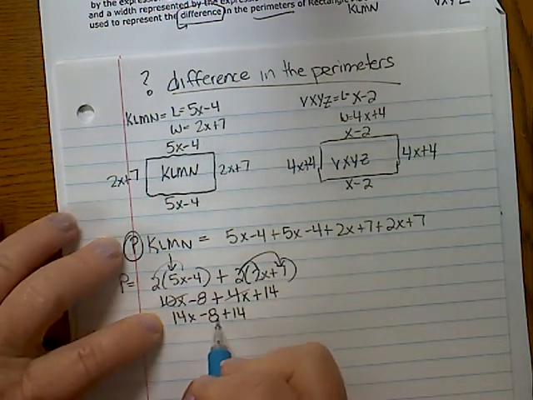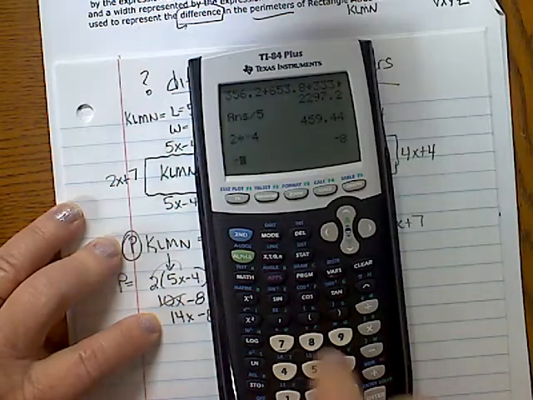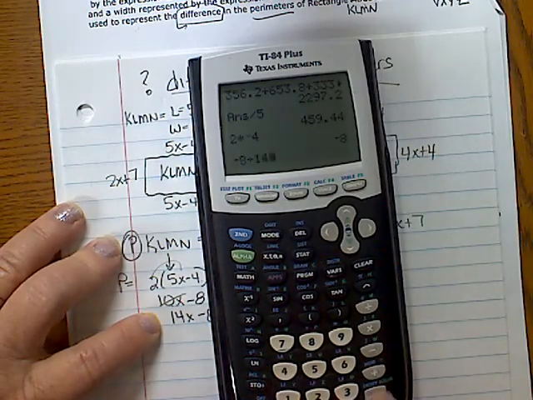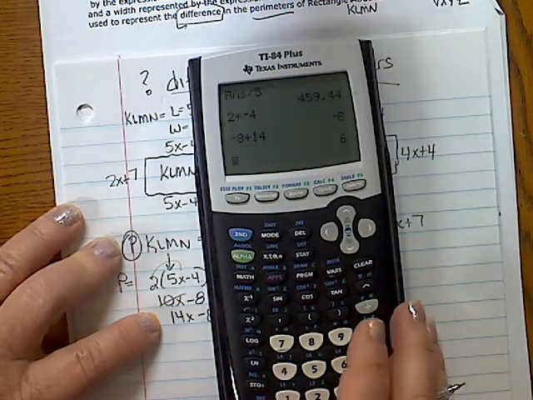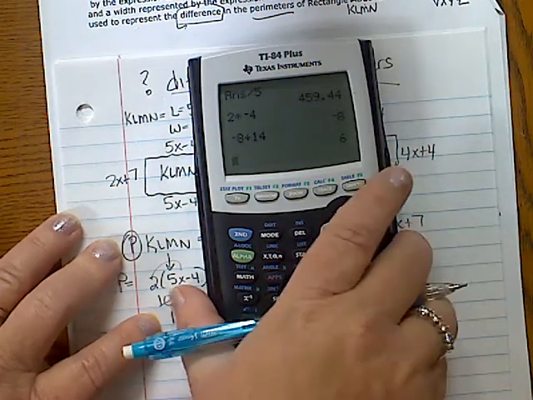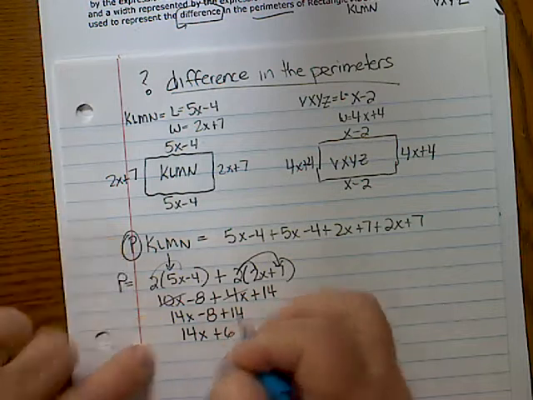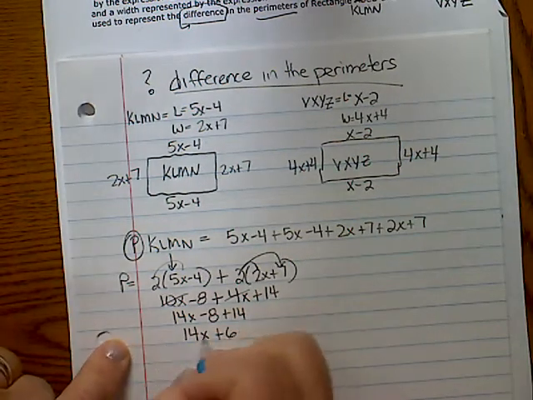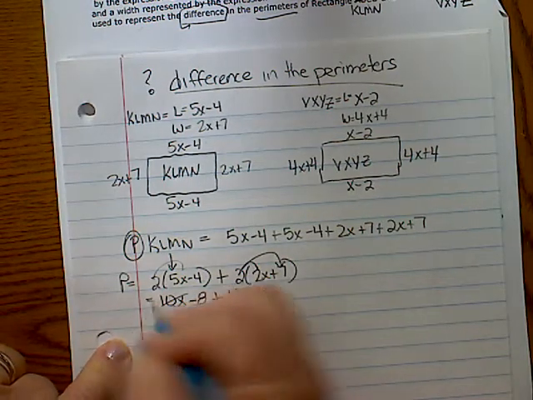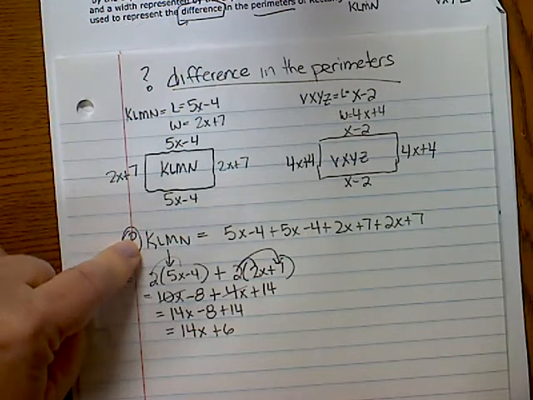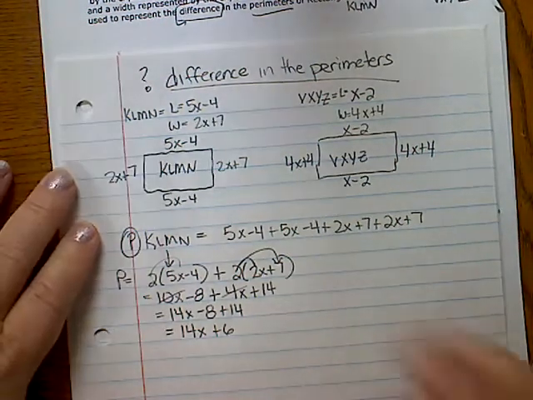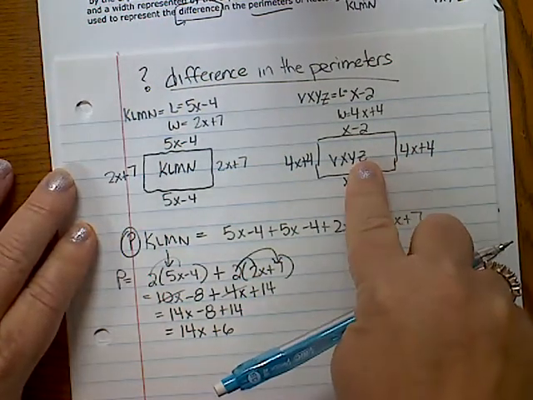Now I'm going to combine my negative 8, and I highly suggest you're putting it in your calculator because you guys do not know integers correctly. So that's going to be a positive 6, so 14x plus 6. That is my perimeter for KLMN. Okay, now I have to go and find my perimeter over here.